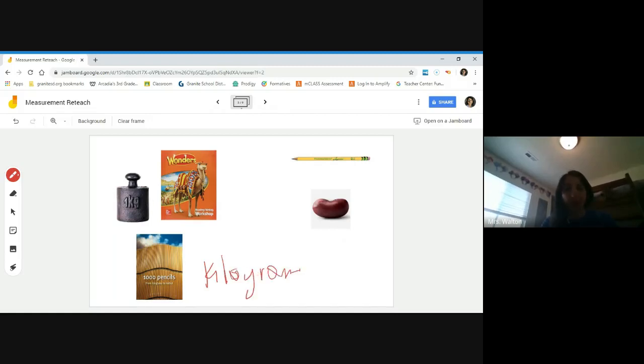Wow, you can't really read that. That's okay. 1,000 grams. So I put 1,000 pencils here. Or our wonders book would be a kilogram. And then this right here is an example of a kilogram with that kg on it.